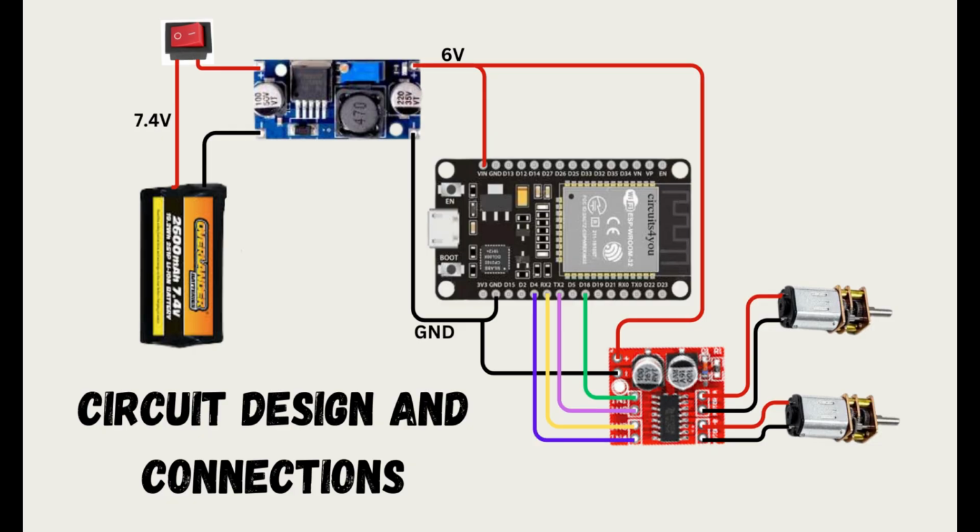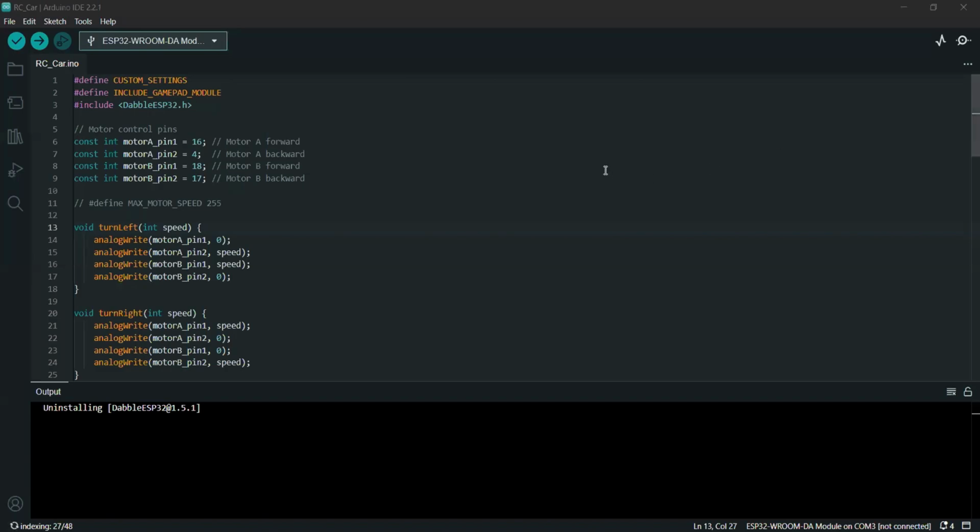Let's build an RC car controlled by an ESP32 using Bluetooth and the Dabble app. I'll guide you through each step of the code, but before we dive in, we need to set up our Arduino IDE by installing the Dabble library. The first step is to install the Dabble library in Arduino IDE.